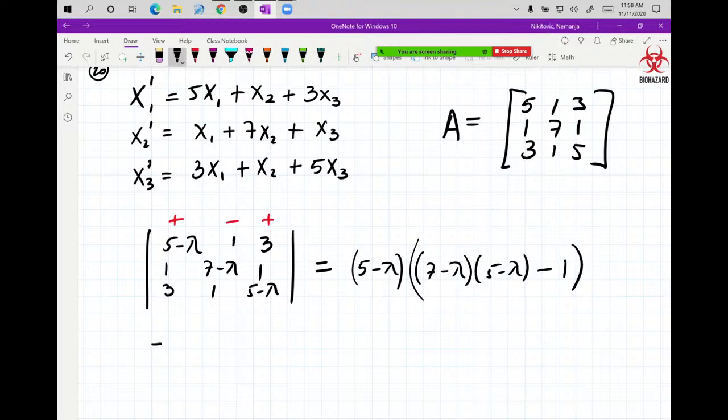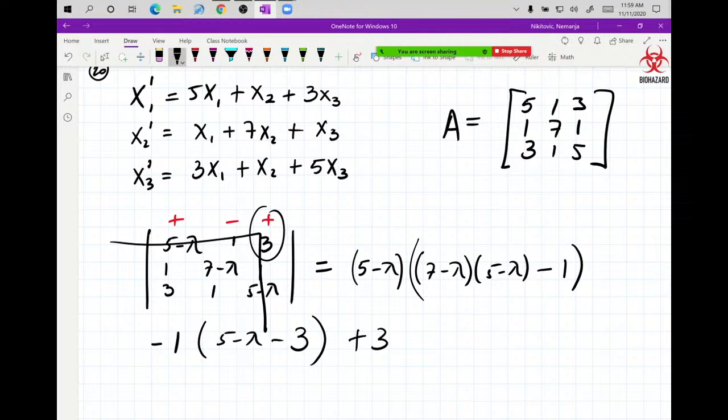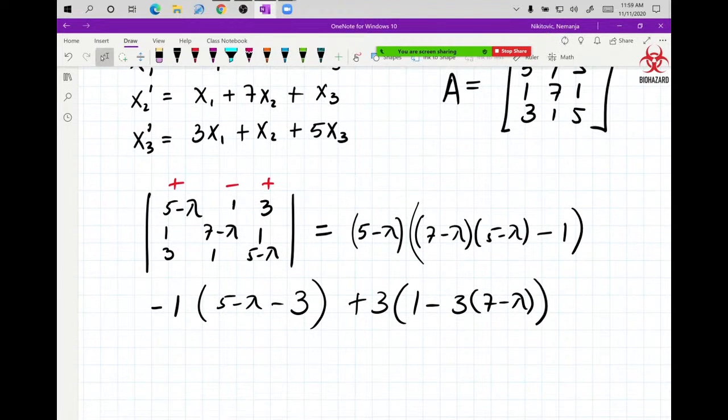Then we have minus 1, and then we have 5 minus lambda, minus, so this times negative 3. There we go. And then the last one is plus 3 times, so kill row and a column. You have 1 minus 3 times 7 minus lambda. That's the determinant for this.